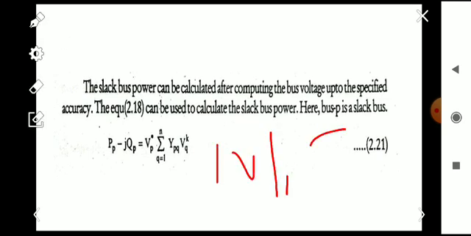And one more thing is that we have to find the slack bus power and line flows, the slack bus power at last. In the question itself they may ask to find the slack bus power. Normally we know that for the slack bus, mod V and delta are specified. We have to find the power and line flows.